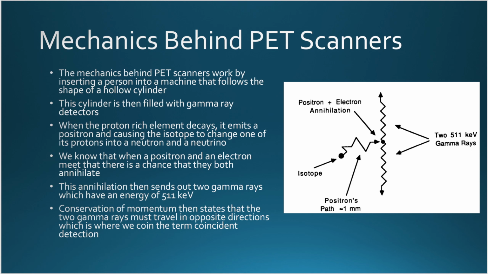This annihilation then sends out two gamma rays, which have an energy of 511 kiloelectron volts. Conservation of momentum then states that the two gamma rays must travel in opposite directions, which is where we coin the term coincidence detection.